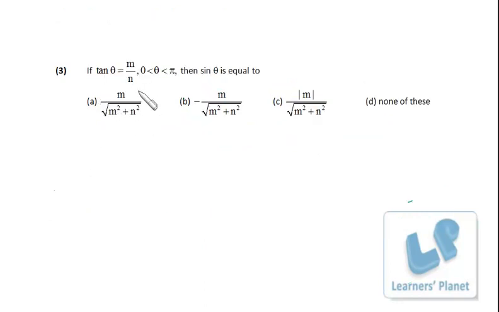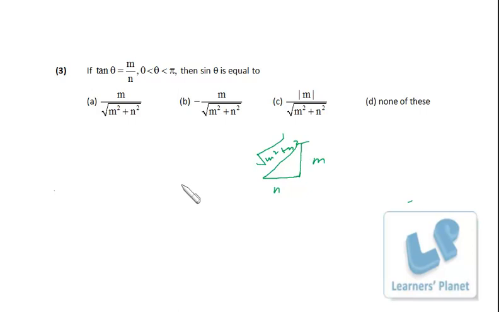If tan theta is equal to m by n and theta lies between 0 to pi, that means upper half of the circle, from 0 to 180 degree, then sin theta is equal to, now you must be knowing that in the first quadrant and second quadrant, in both the quadrants, sin theta is positive, right? So definitely value of sin theta will be positive. Now tan theta is what? Perpendicular by base. So perpendicular by base, then this will be definitely root of m square plus n square, right?